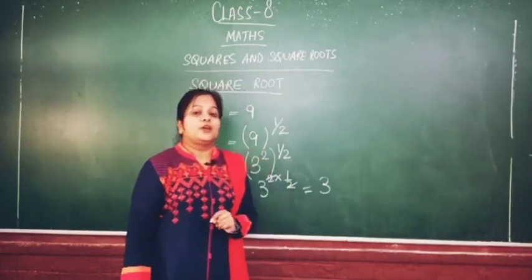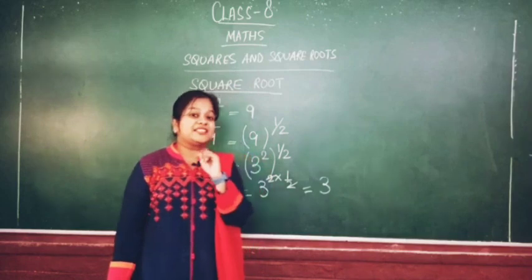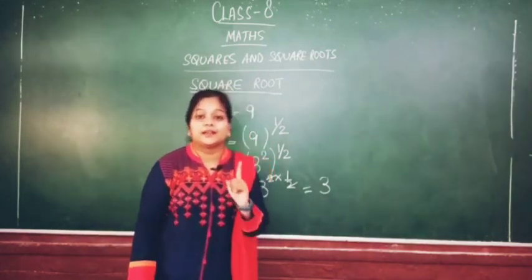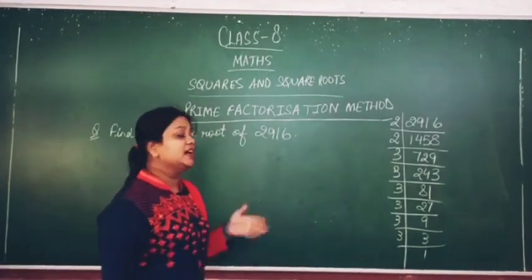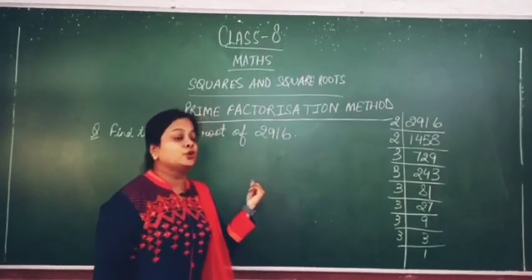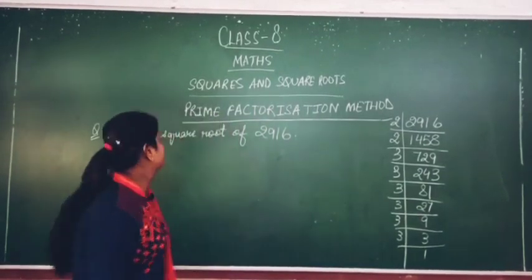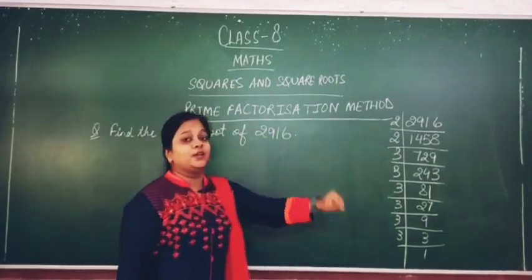We can find square root using some methods, and our first method is prime factorization method. Let's take one example and we'll learn how to find square root of a number using prime factorization method. Our question is, find the square root of 2916.